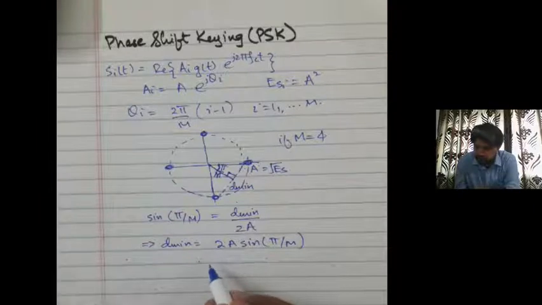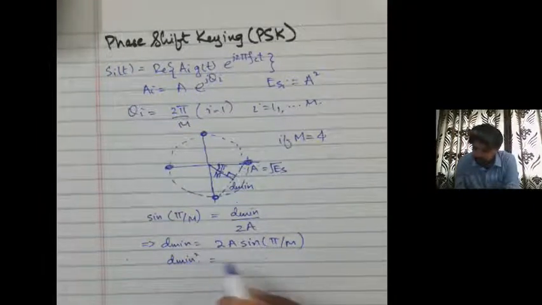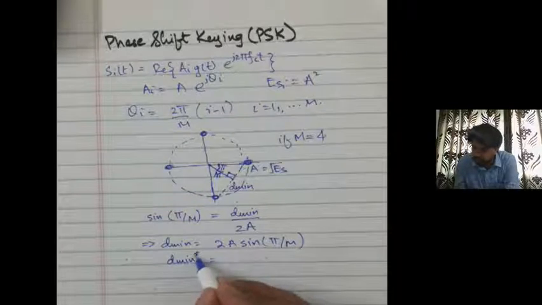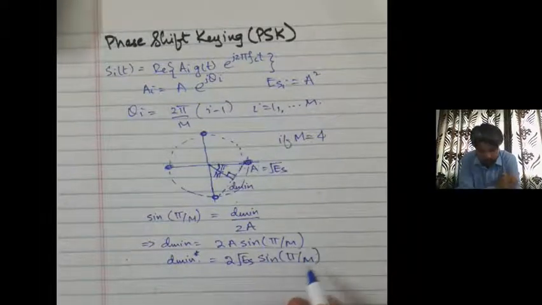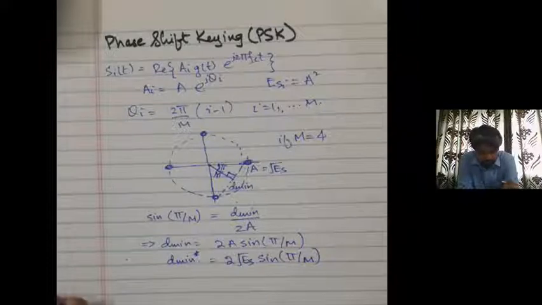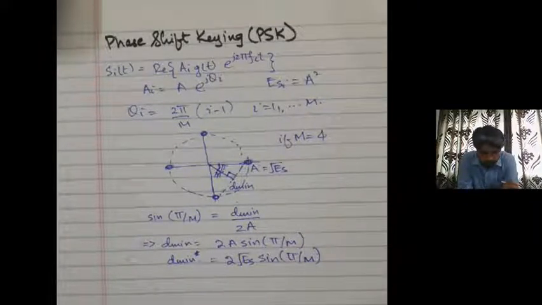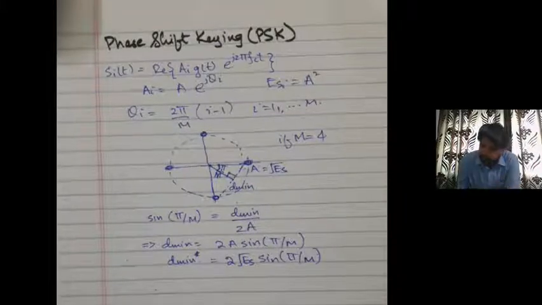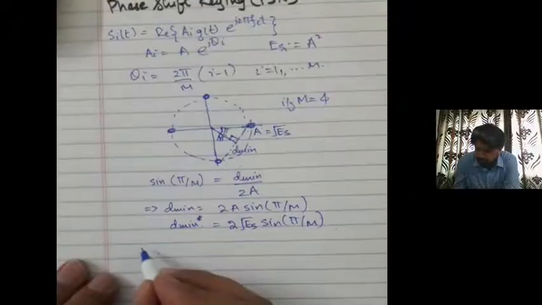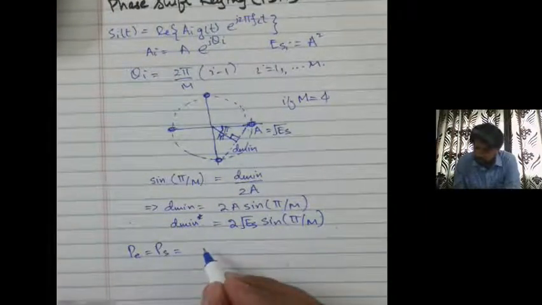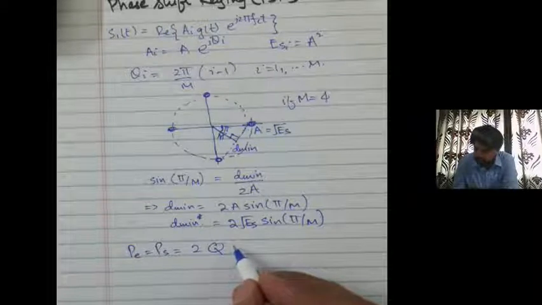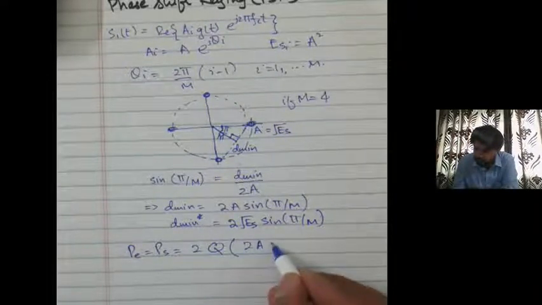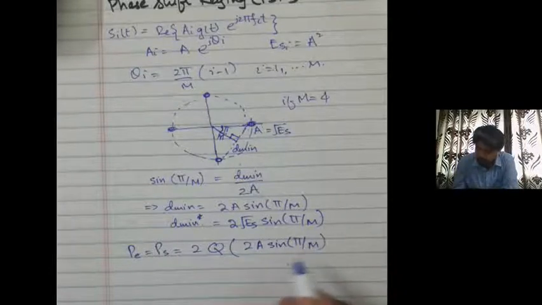So if we talk about d min, it would be 2 times root Es times sine of pi by M. And now, if you want to write out what would be your symbol error probability, then you can make use of the nearest neighbor approximation, and your probability of symbol error, Pe or Ps, you can write would be equal to the number of nearest neighbors, which is 2, times Q function of 2A times sine of pi by M over root 2 N0.